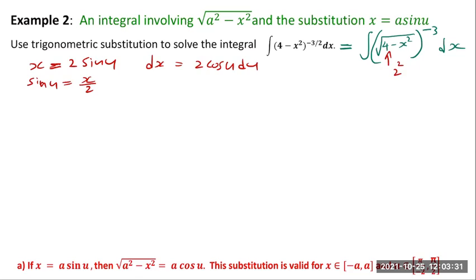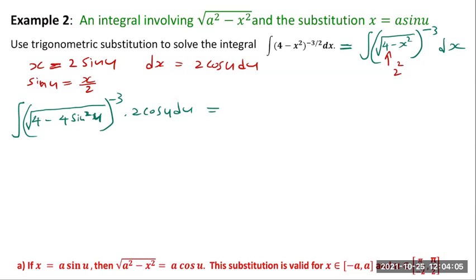All right, now let me go with the integral. I'm going to rewrite my original integral. This is the integration of 4 minus x squared, that is 4 minus 4 sine squared u. Don't forget the square root of that, and then you have minus 3 power to that, and then times dx. dx is 2 cosine u du.